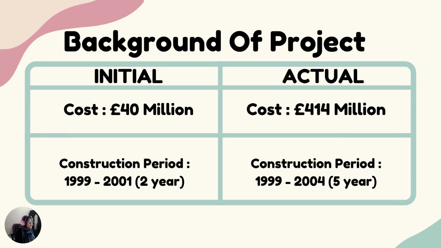Now we will look at the context of the initial and actual cost and construction period. Initially, the cost was estimated to be around £40 million with a construction period of 2 years. But the actual cost increased more than 10 times the initial cost, to around £414 million. The construction period also had a 3-year delay, from 1999 to 2004, which is 5 years.